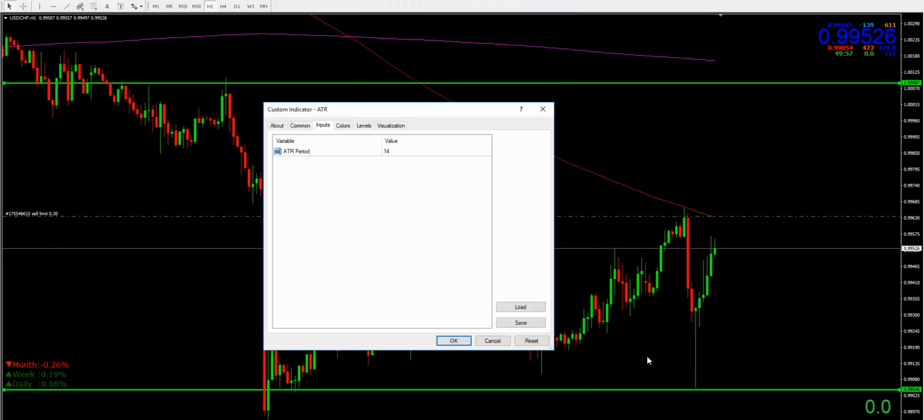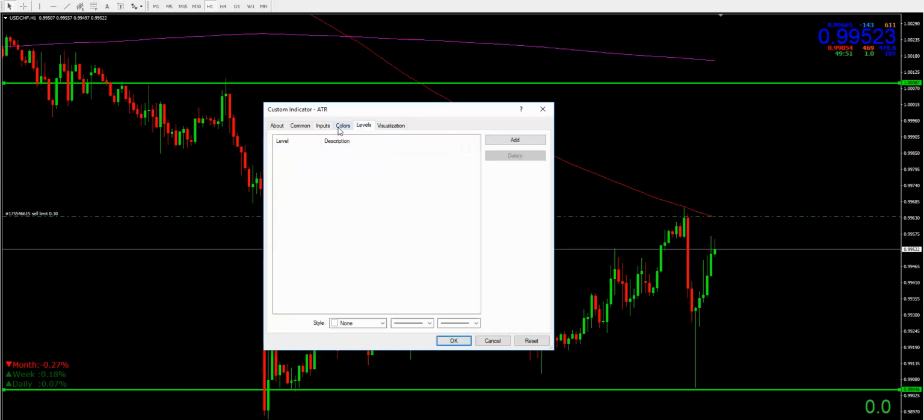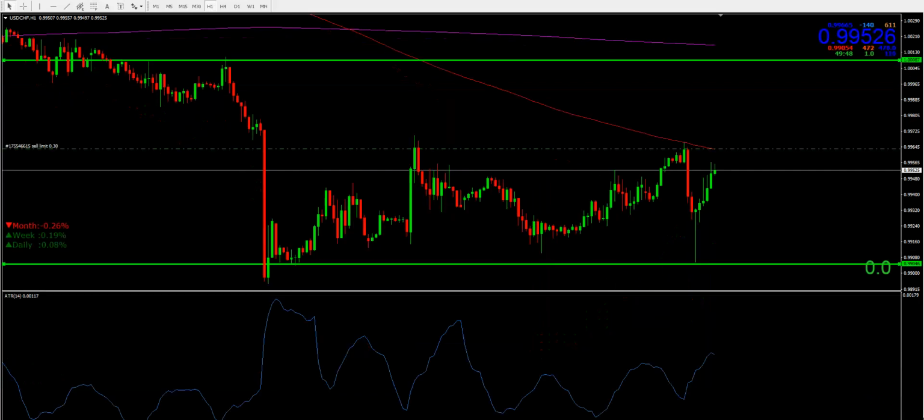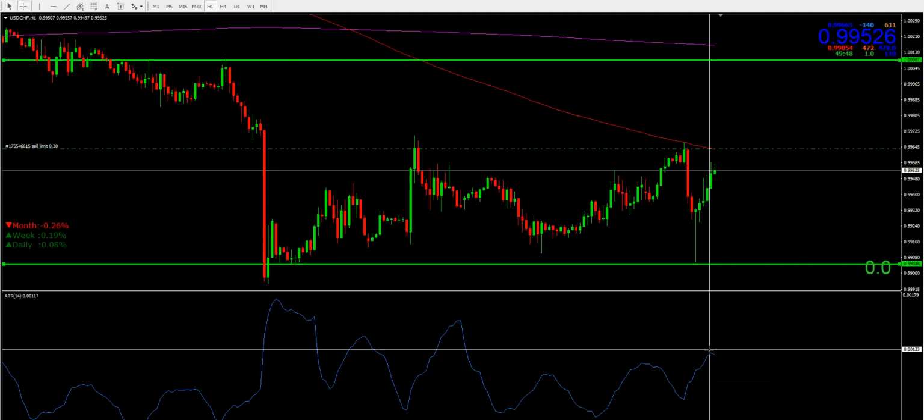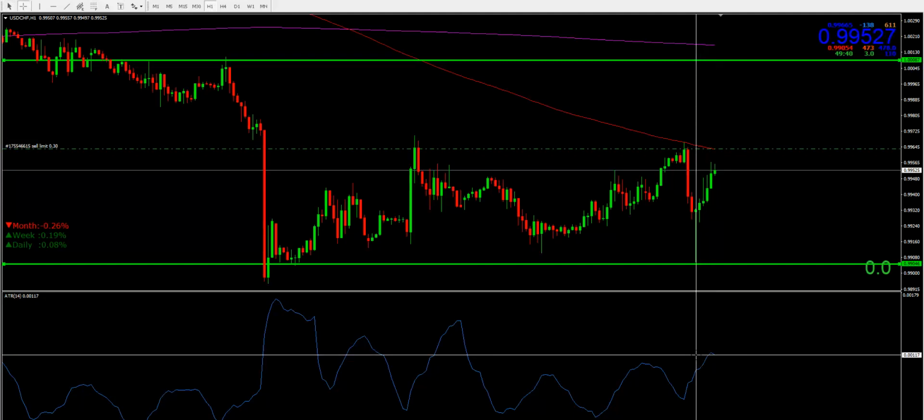ATR stands for average true range. Let's see what the value is. This is basically how I will use my ATR for placing stops. The current ATR is about 11 pips or so.